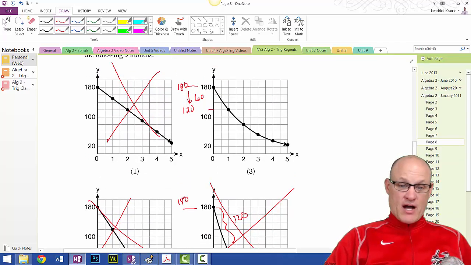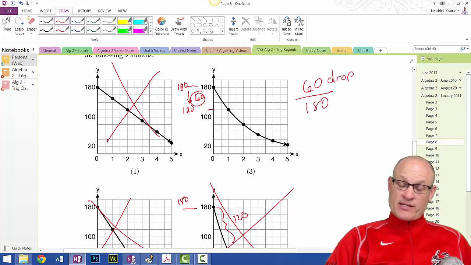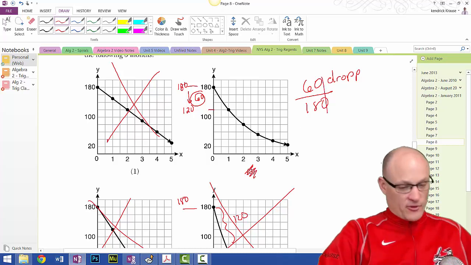You want to drop, in this case, we dropped 60 out of the original 180. So this is how much it dropped. It didn't say how much it went down to. This is what it dropped. This is the amount it dropped, and this is 1/3. And here's the right answer. So be careful. That was a tricky question.